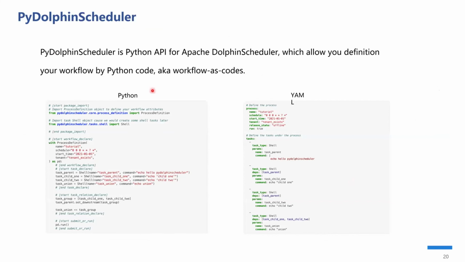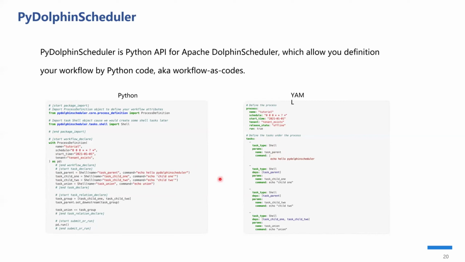Okay, the third category is about access code. Right now we support Python. Some machine learning developers like to use Python, so you can write your Python code here. And also we have YAML. We support YAML. You can see the process name, the schedule, the time, and also you can define the tasks.